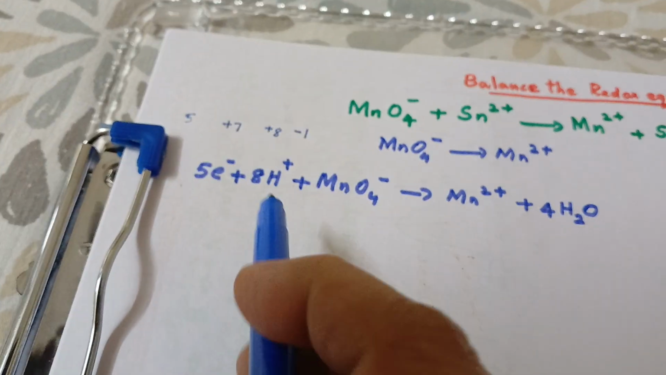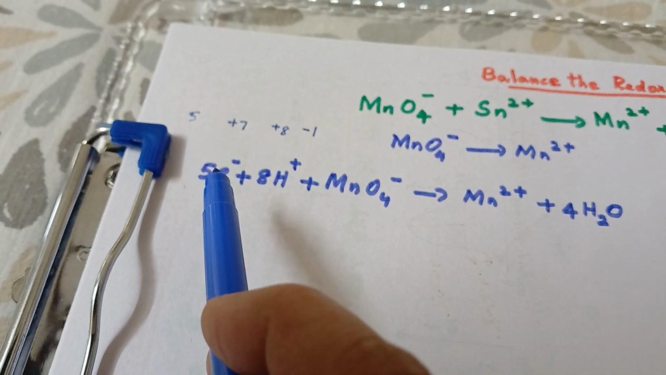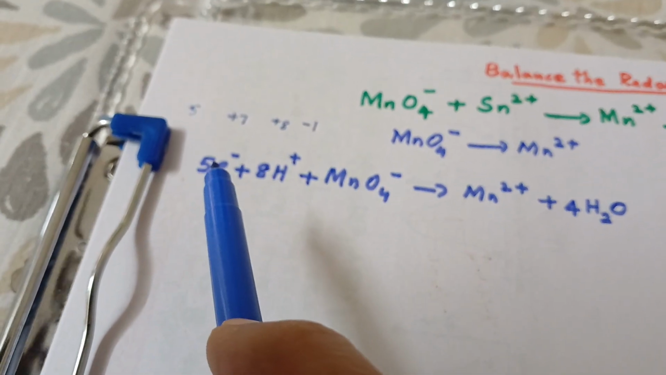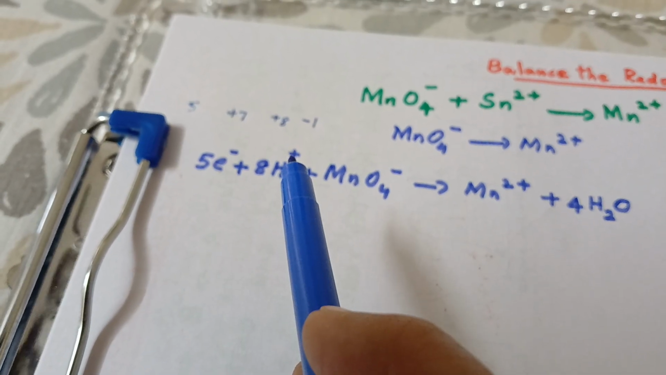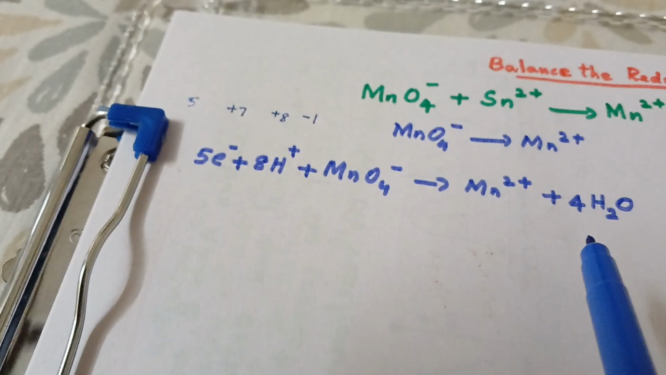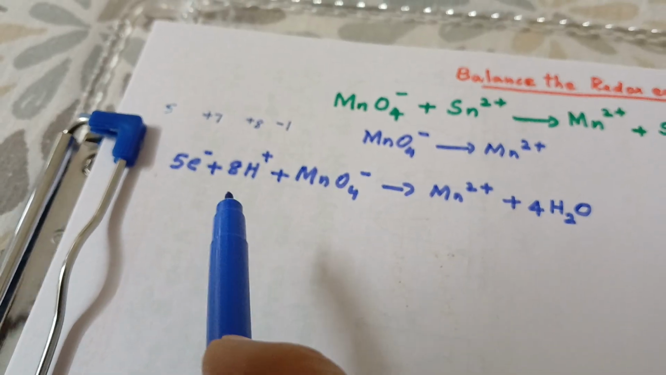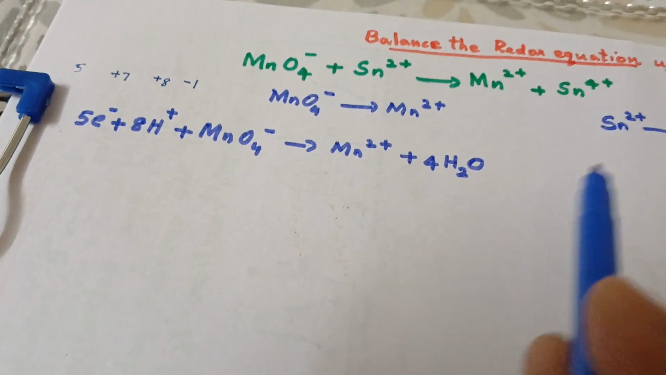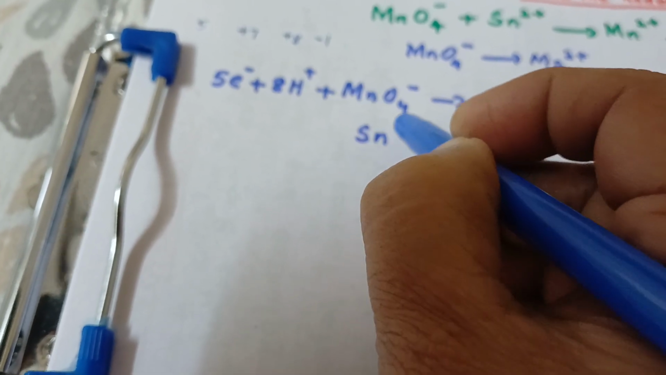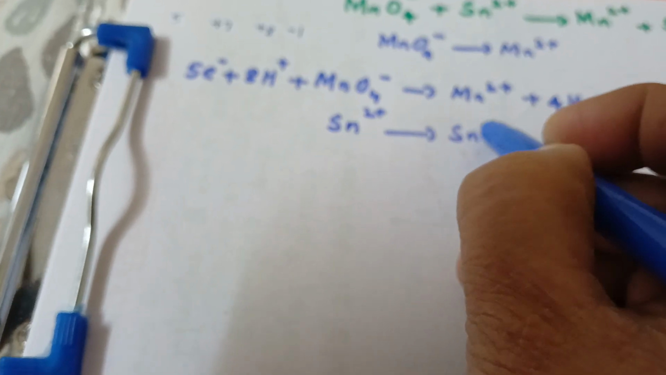Let us just look. This is 5 electrons, so minus 5, and this minus 1 will make it minus 6. Minus 6 plus 8 will make it plus 2. Here also we have plus 2 charge. Okay, so that equation is balanced. Now let us take the oxidation half reaction. Sn²⁺ giving Sn⁴⁺.